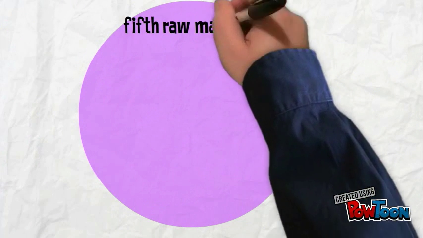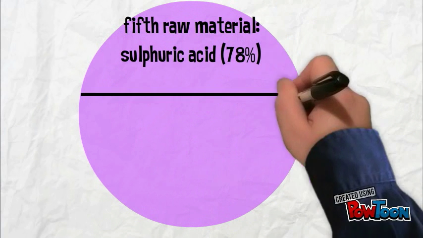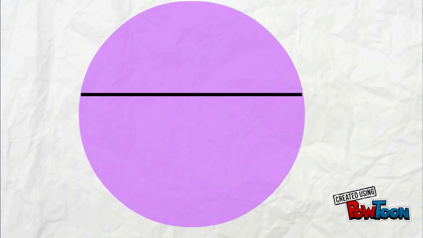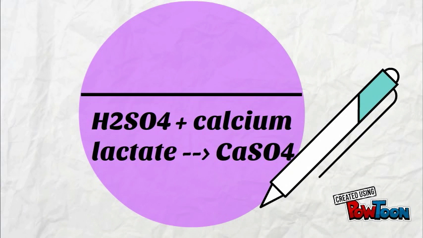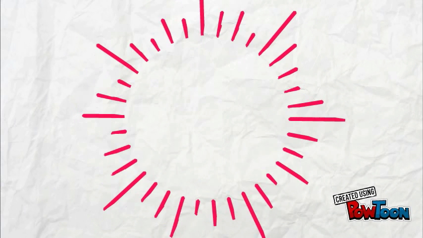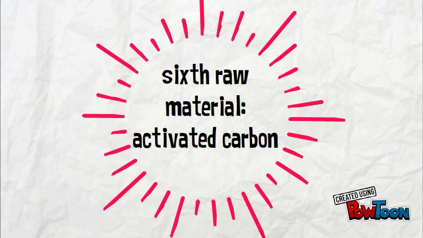The fifth raw material is sulfuric acid. Sulfuric acid will be used in the downstream process. It will react with calcium lactate to form insoluble calcium sulfate, which is easier to filter out. The sixth raw material is activated carbon.